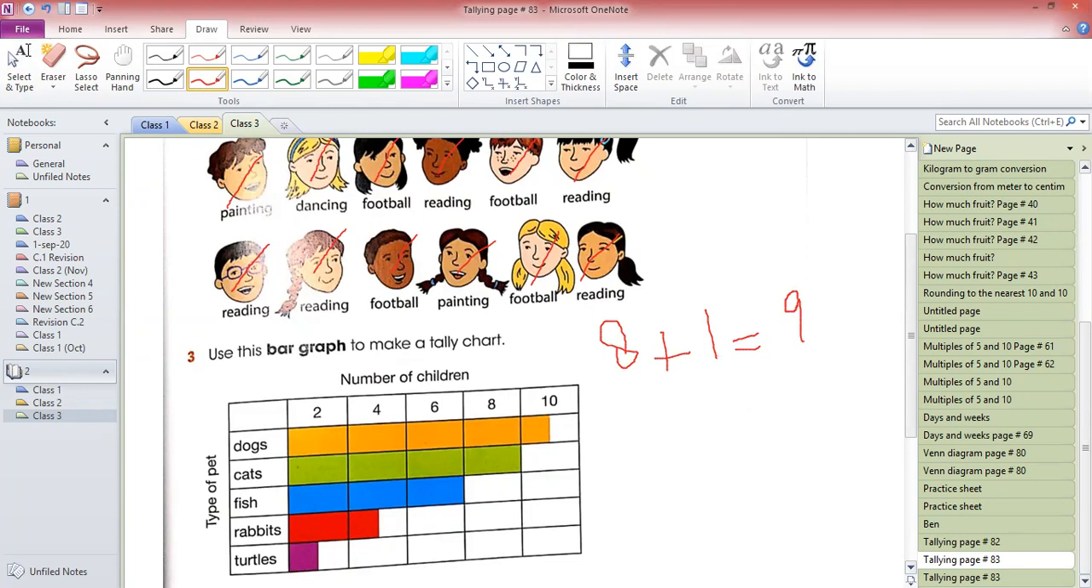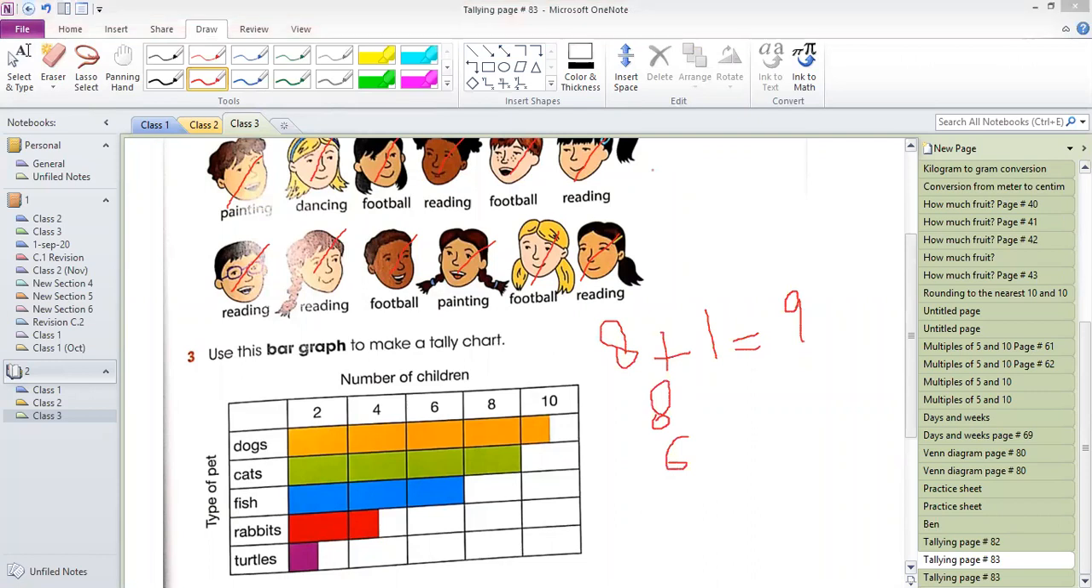How many children who are having cat as a pet? So you will say 2, 4, 6, and 8. 8 children are having cat as a pet. And how many children are having fish as a pet? 2, 4, 6. It is up to 6. So you will say it is 6. Are you getting my point, guys?